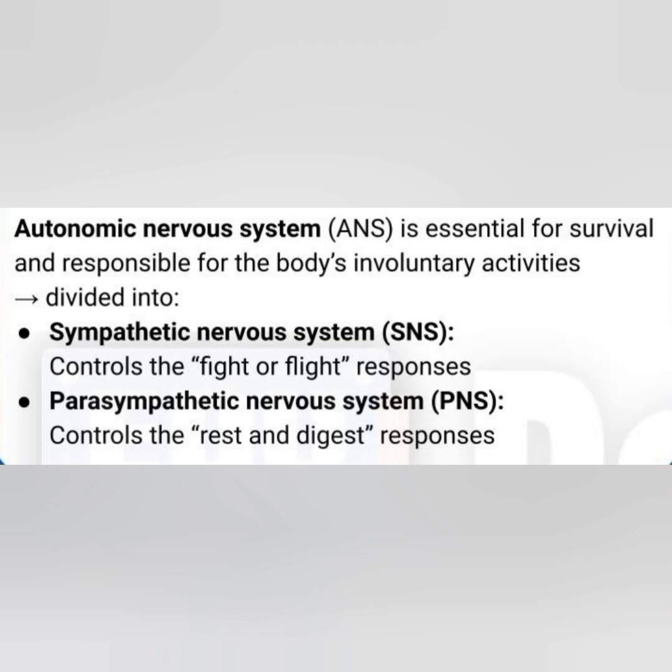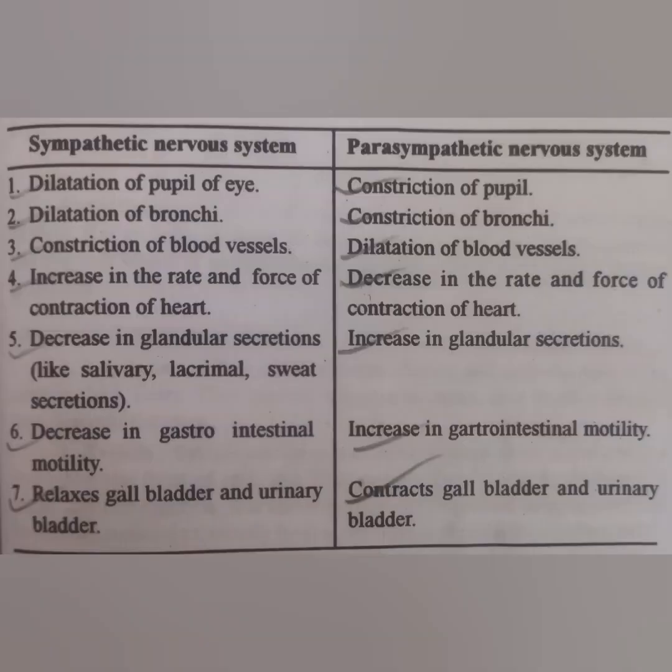And parasympathetic nervous system is just the opposite of sympathetic nervous system, that is, it relaxes the body after stress or after a fearful or dangerous situation. The parasympathetic nervous system controls the rest and digest response. So what are the functions? We can see the sympathetic nervous system and parasympathetic nervous system.